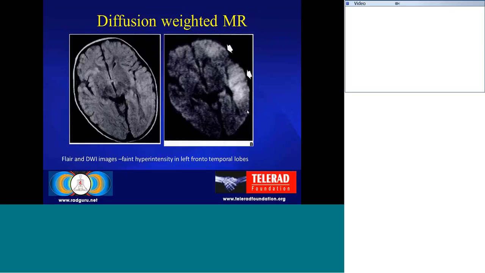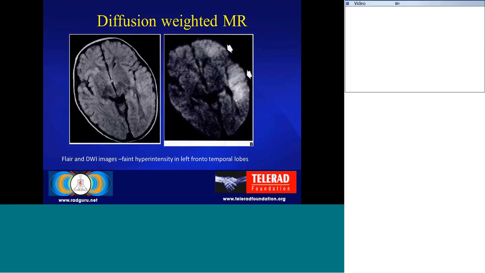So diffusion weighted MR imaging is a need, and it should be done in all patients with encephalitis, and it's more sensitive in detection of the abnormality. And you should always remember the sensitivity: the hyperintensity in diffusion weighted images is not like an acute infarct. It will be faintly hyperintense or slightly hyperintense.